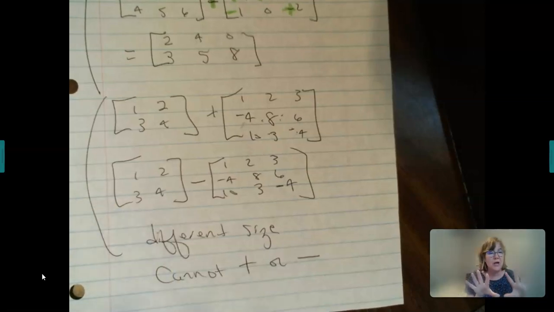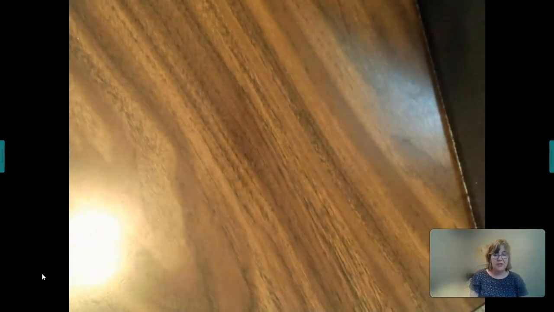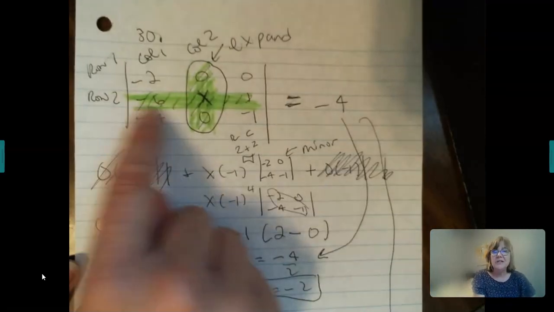It depends on that row column thing, but adding and subtracting, it's kind of like you're combining cells in Excel and the table has to be the same size. All right, next one, determinant. So this had an X in it.